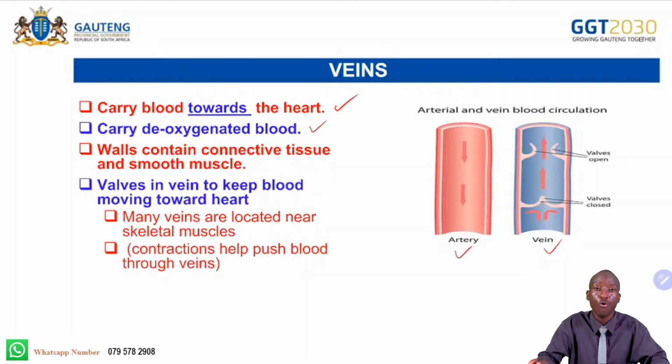What happens once the blood is passing through the veins? Those valves will close, right? And then those that the blood is to pass through will open, so that there's no way the blood flowing through the veins will start to backflow, right? So that's the function of the veins.